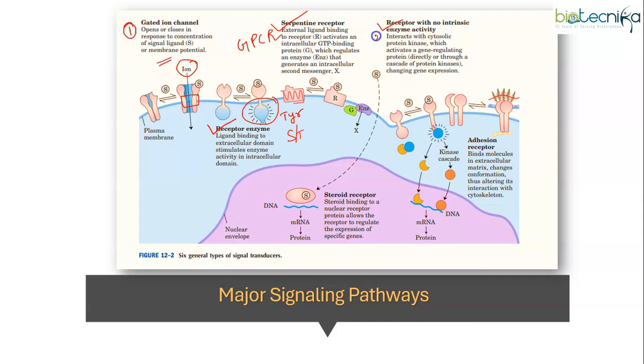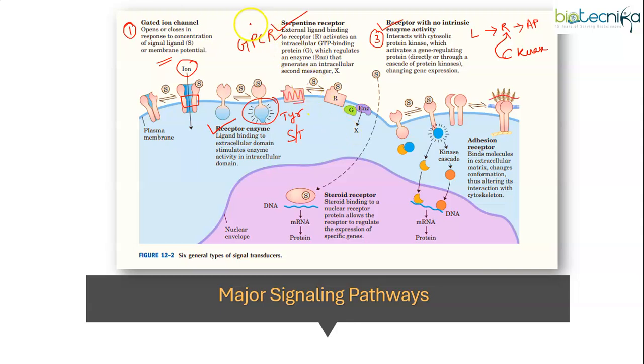Third, we have receptors without intrinsic enzyme activity. Now, what does it mean? When a ligand binds to the receptor, the receptor does not have enzymatic activity. So, cytosolic kinases, or we can say cytosolic tyrosine kinases, will be recruited to the receptor, which will help in the autophosphorylation event, finally leading to the activation of downstream proteins, thereby generating the cellular response.